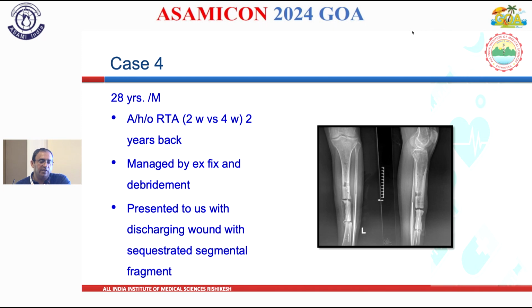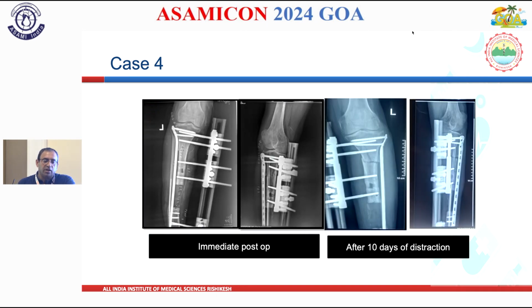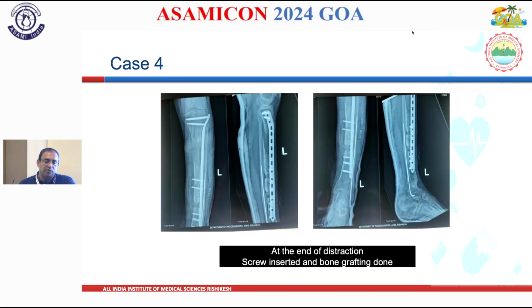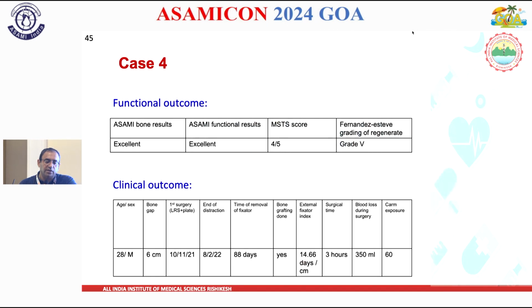Another case, a 28 years male, same, the fibula length was maintained and the bone gap was around 5 to 6 centimeters. In the same way the plate was applied, LRS applied, corticotomy was done, and the bone was transported down. Here we did a bone grafting because we saw some bone gap present at the fracture site. This is a clinical photograph, and these are the outcomes. So a total of more than 15 cases have been done.